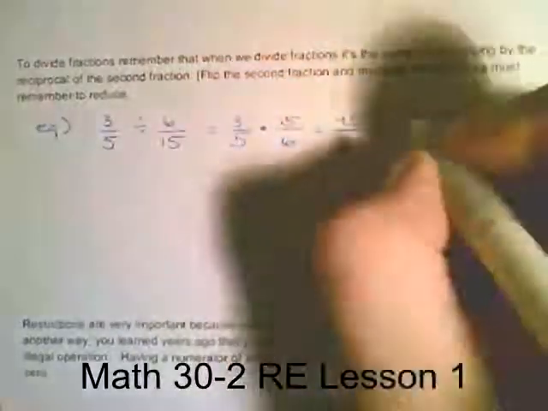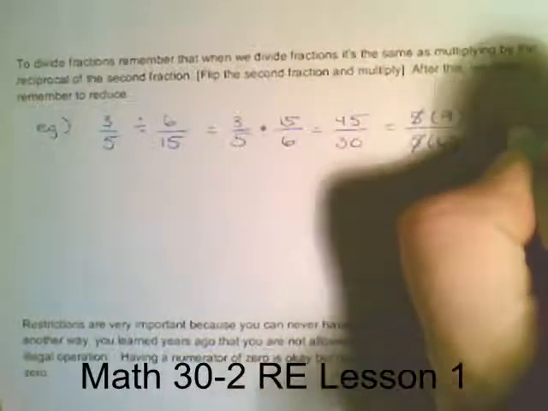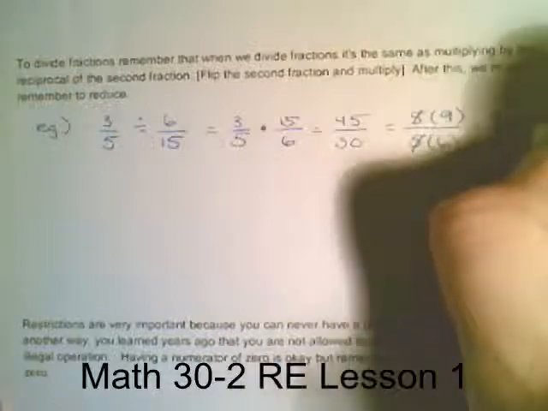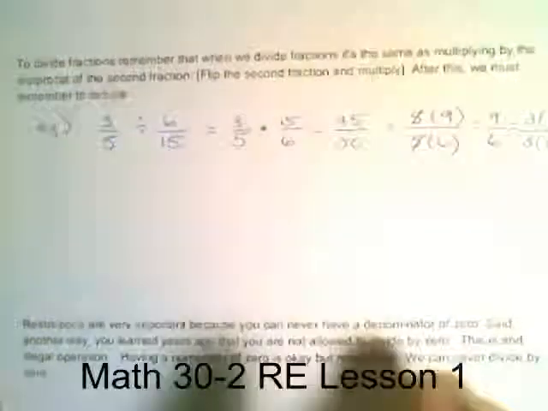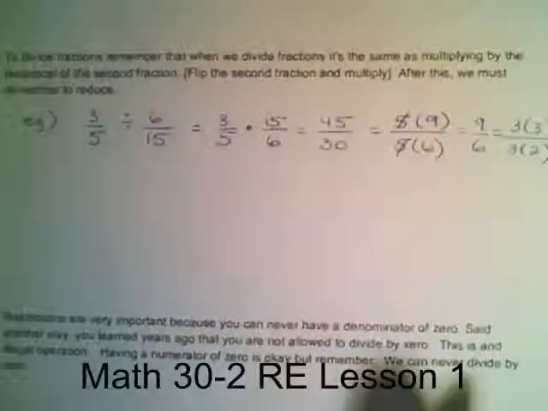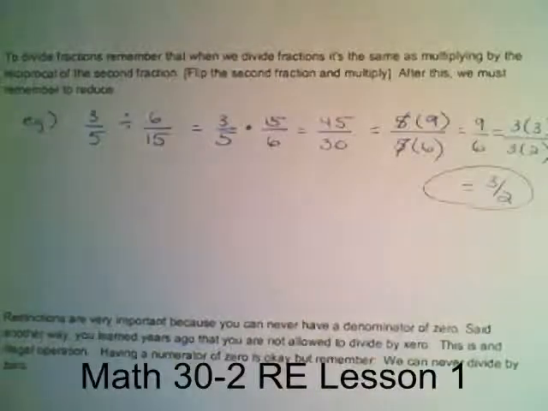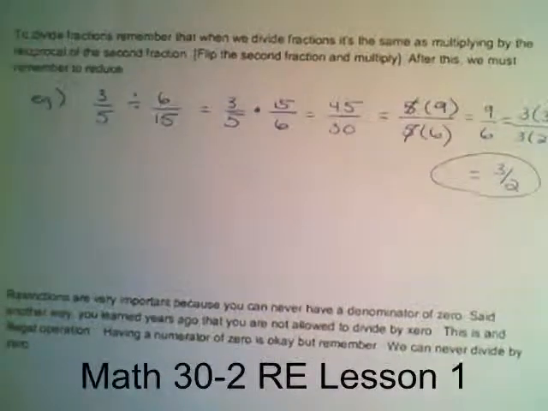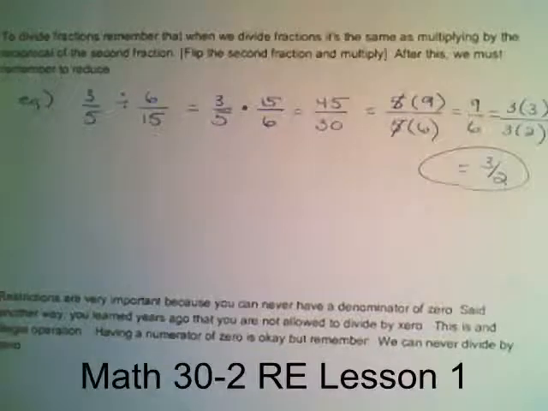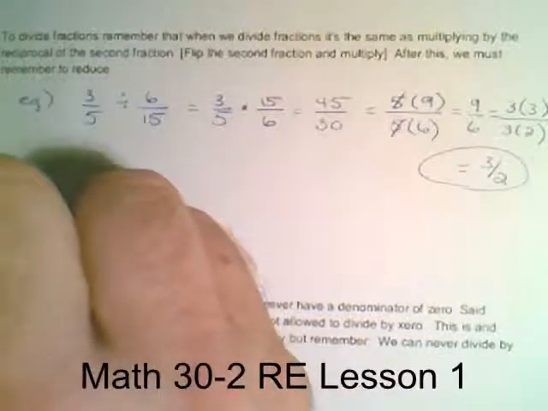I see a common factor of 5, so I've got 5 and 9, 5 and 6, the 5's cancel, so I get 9/6. That's still not reduced, so I'm going to divide top and bottom by 3, so that's going to be 3 times 3 in the top over 3 times 2 in the denominator. The 3's cancel, and I'm going to end up with 3/2, and that is fully reduced. So you've got that. That's dividing fractions. Rational expressions, it's the same idea. If you're dividing rational expressions, as you'll see when we go to it, you just flip the second fraction.